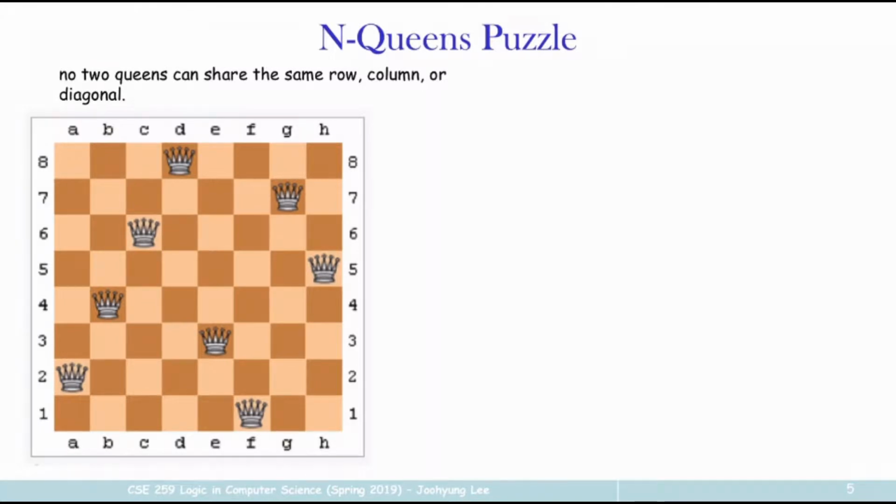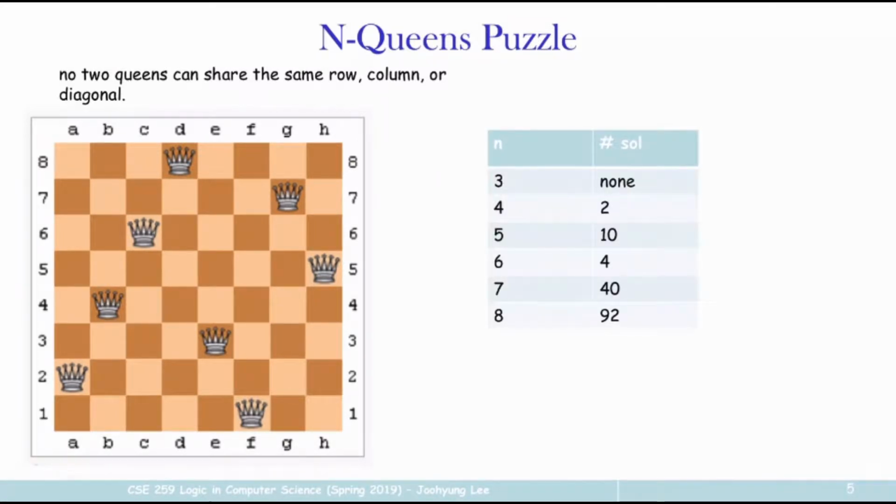So this is the queens problem that we saw. The constraint here is that no 2 queens can share the same row, column, or diagonal. As you see, this is an 8 by 8 grid, and there are 8 queens here. We did this exercise before. When n equals 3, so a 3 by 3 grid, there's no way to place 3 queens on the board so that no 2 queens attack each other.